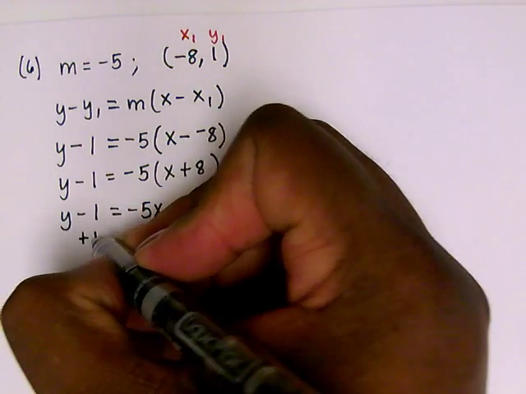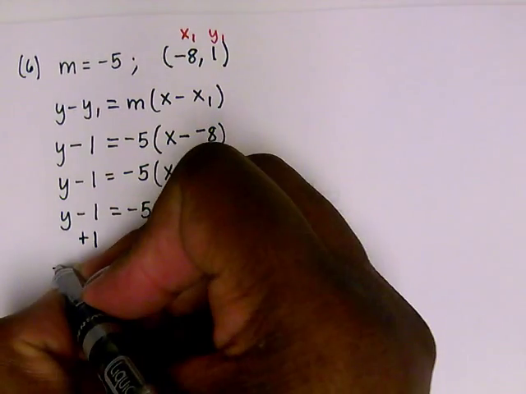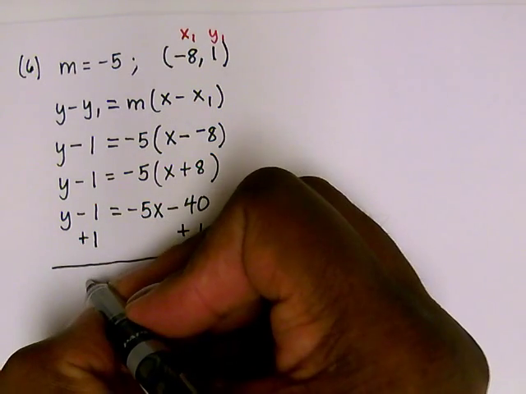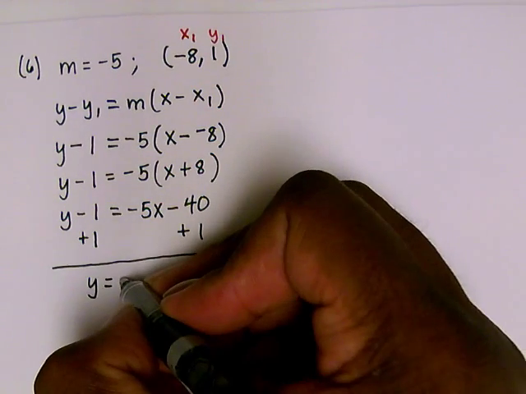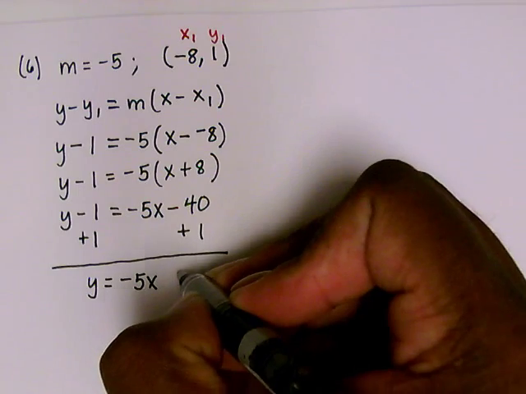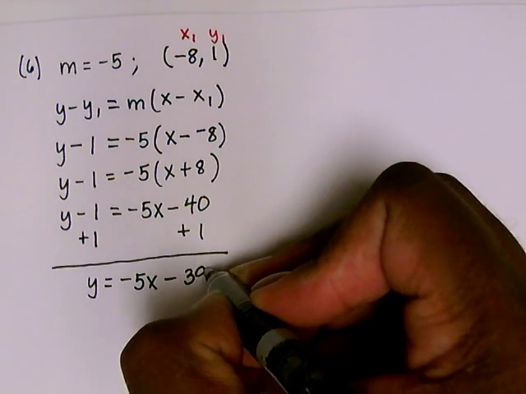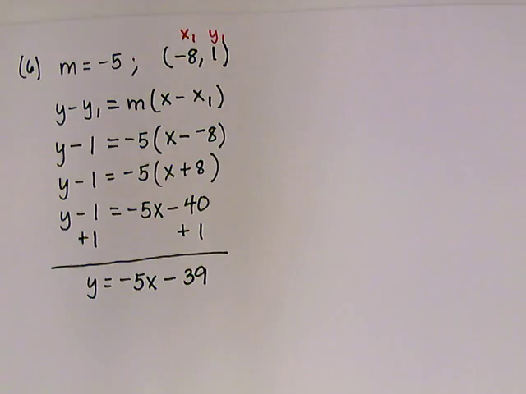And then add 1 to both sides to get the y by itself. That means that y is equal to negative 5x minus 39. So that will be the slope-intercept form of the equation of the line passing through the point negative 8, 1 with a slope of negative 5.